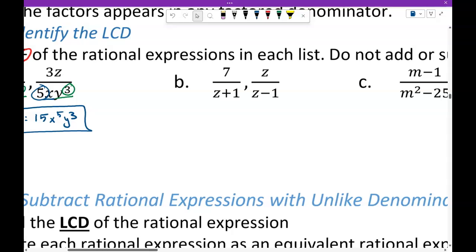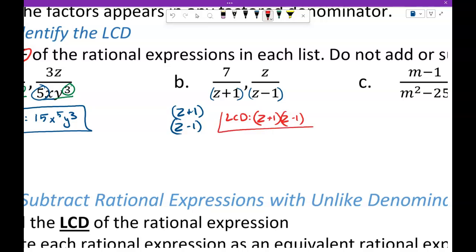When we take a look at our next one, we see that we have a binomial in our denominators. Since they can't be factored at all, each of those denominators only contain the factors of z plus 1 as well as z minus 1. So in this case, since both factors are unique and there's no other factors in any of the denominators, then our LCD is the product of those two factors, z plus 1 and z minus 1.